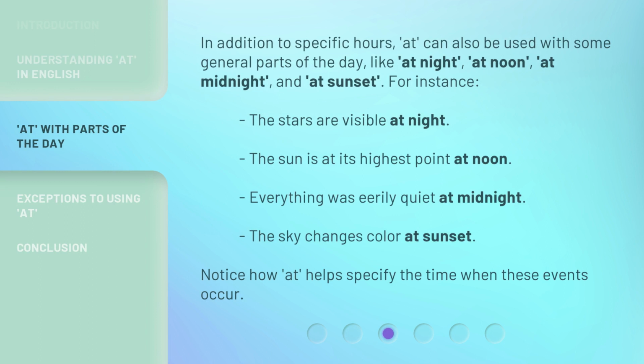In addition to specific hours, at can also be used with some general parts of the day, like at night, at noon, at midnight, and at sunset. For instance, the stars are visible at night. The sun is at its highest point at noon. Everything was eerily quiet at midnight. The sky changes color at sunset. Notice how at helps specify the time when these events occur.